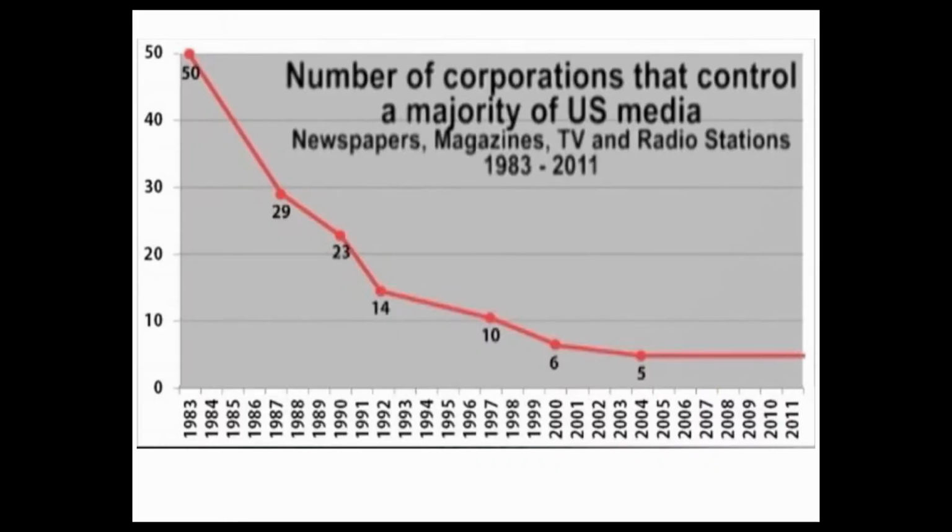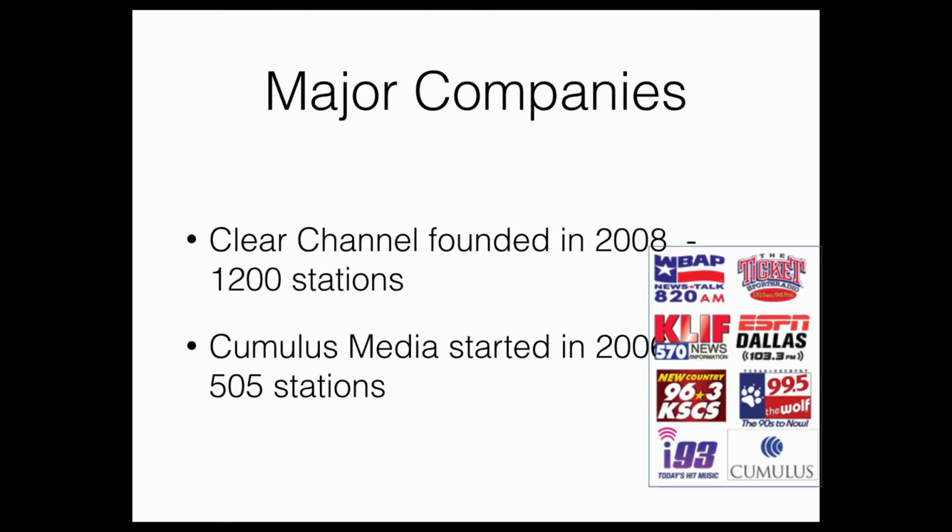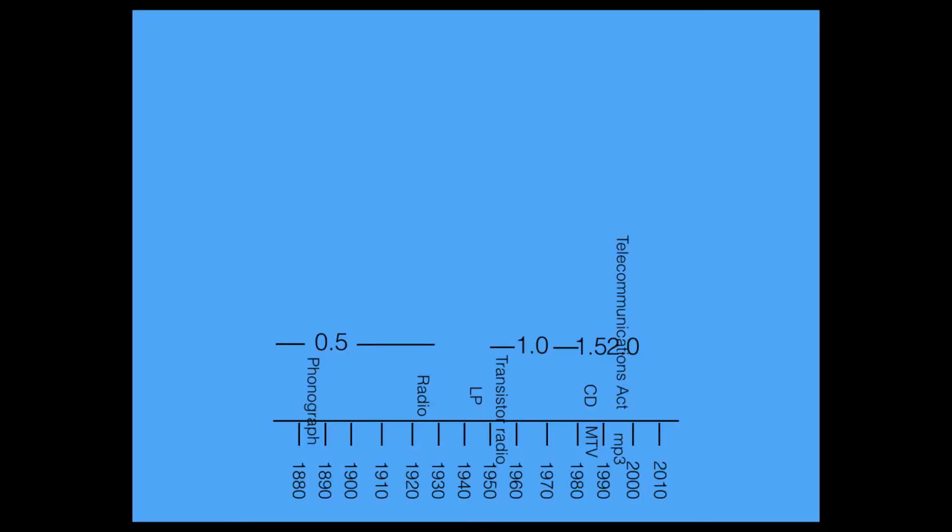And this graph shows the drop in the number of companies owning radio stations across the country, and it's by 2004 down to just 5. Clear Channel was founded in 2008, owns over 1,200 stations now. Cumulus has the second largest number of radio stations. In 2006, they had 505. So add to your timeline, start in part 1 of the lecture, put in the Telecommunications Act of 1996, and we'll get on to MP3s here in just a moment, which happened around the same time.